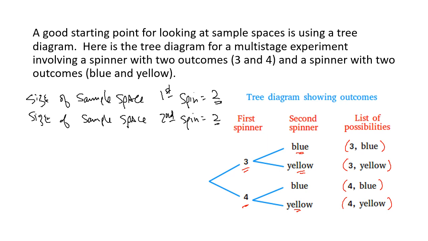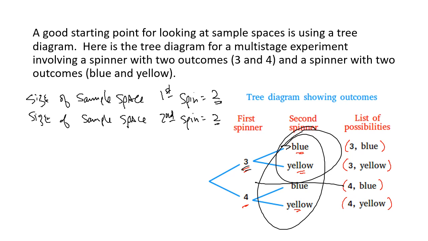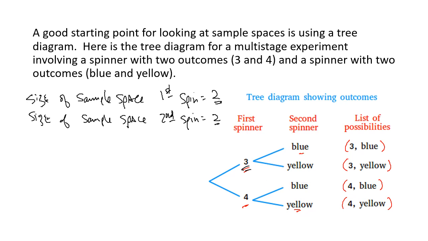Now this can be a little confusing for some students, because they'll look at this and think that there's 4 possible outcomes. And you have to take a moment to draw this line and show them, no, it's just 2. These 2 have been repeated, because if I spin a 3, I can then get a blue or a yellow. If I spin a 4, then I can also get a blue or a yellow. And so it's not that there's 4 outcomes here, it's that there's 2 outcomes on the second spinner for each of the 2 outcomes of the first spinner.